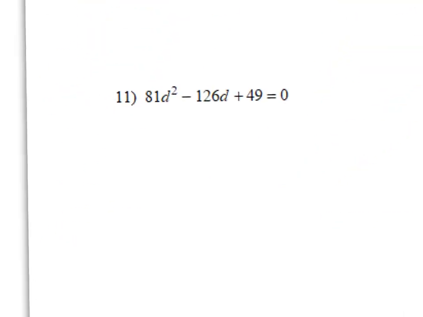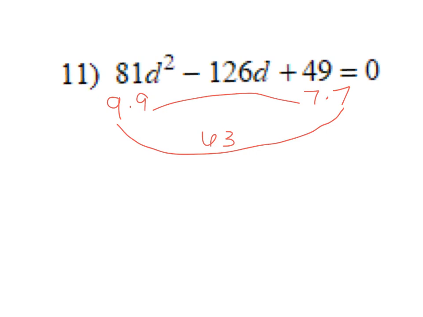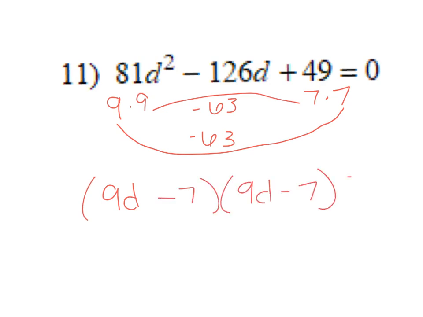Okay. On number 11. All right, so we talked about making a list, but if it looks like it's square rootable, let's go ahead and check those first and see if they work. So I've got 9 times 9 and 7 times 7. So now when I take 7 times 9, I get 63. And then 9 times 7 is 63 again. And so, yep, if I make both of those the negative, then I get the negative 126 I'm looking for. So my factors will be 9d minus 7 and 9d minus 7.